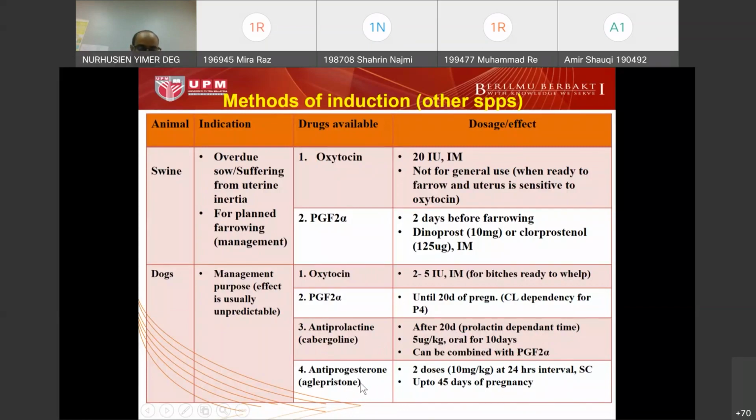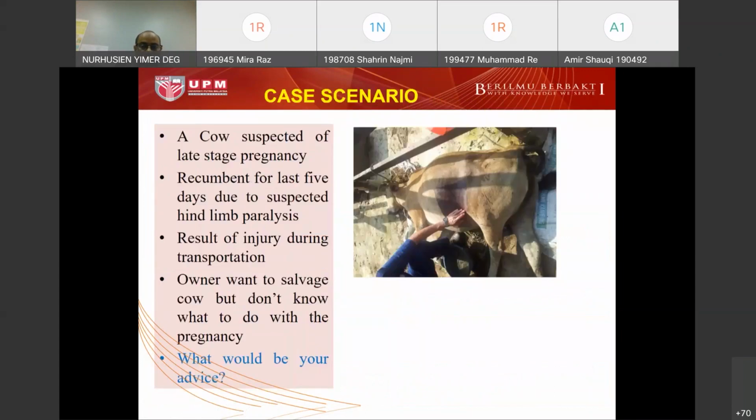Another option is anti-progesterone. This is an antagonist against progesterone, known as aglepristone. So this also can be used as an option. But if you are talking about induction during the terminal stage, oxytocin is going to be the option. All right, so that's all about induction of parturition, which is preceded by the parturition process.